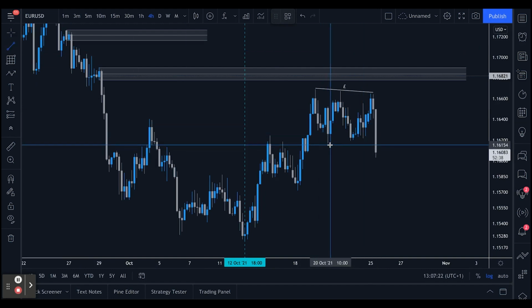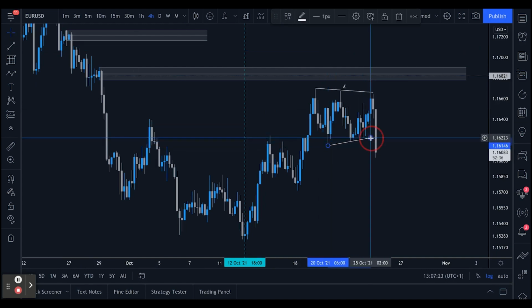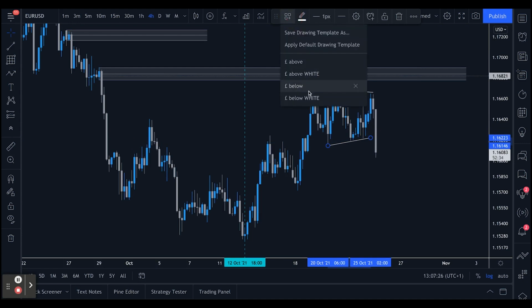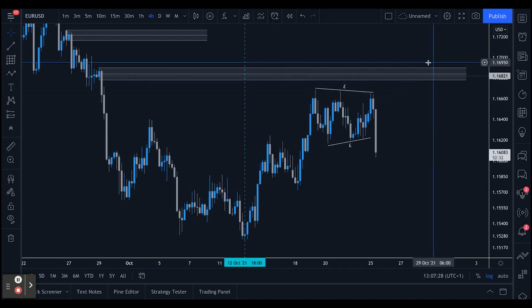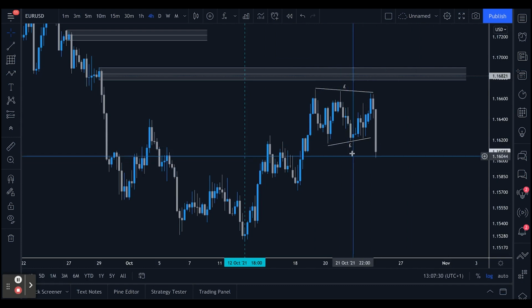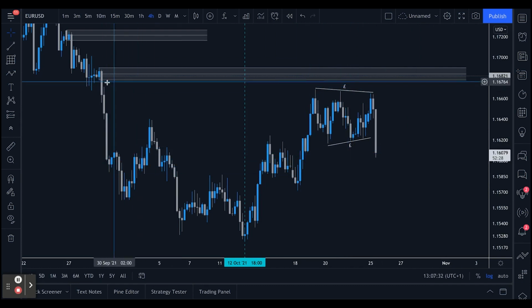As we can see, we have equal lows, or generally equal lows and equal highs. So a kind of wedge formation, right? But this is liquidity and this is liquidity. We have imbalance here, we have imbalance here.